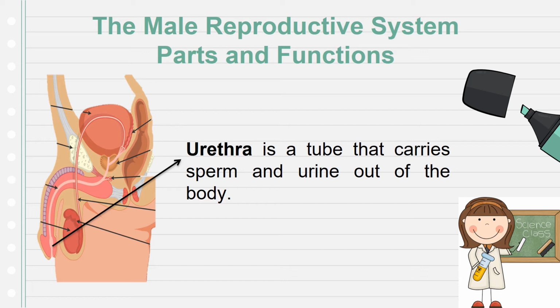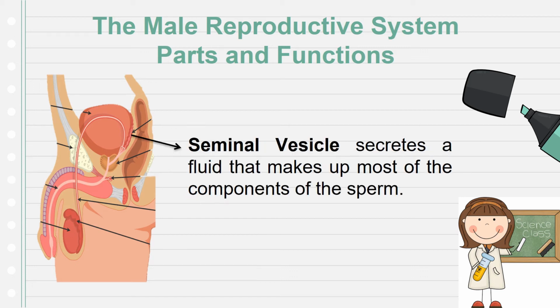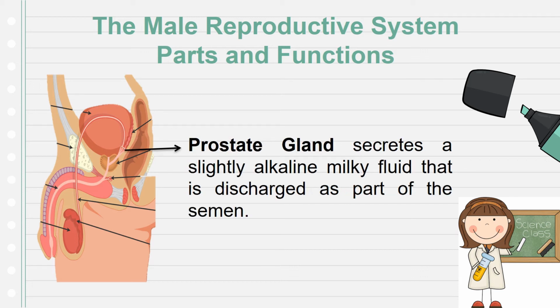Urethra is a tube that carries sperm and urine out of the body. Seminal vesicle. Seminal vesicle secretes a fluid that makes up most of the components of the semen. Prostate gland. Prostate gland secretes a slightly alkaline milky fluid that is discharged as part of the semen.